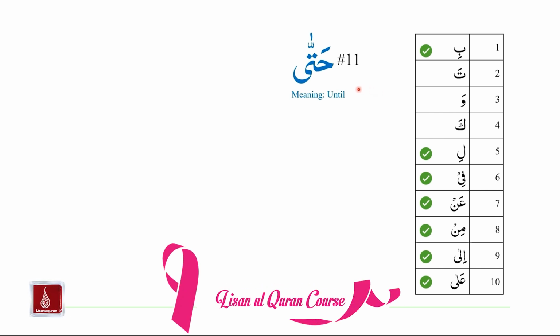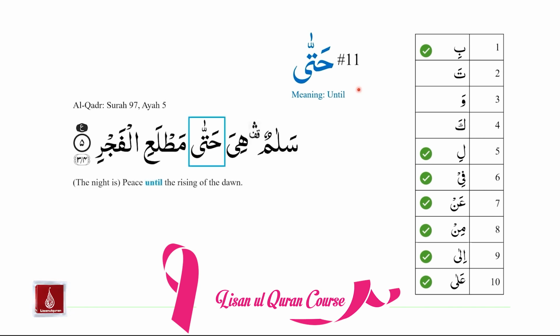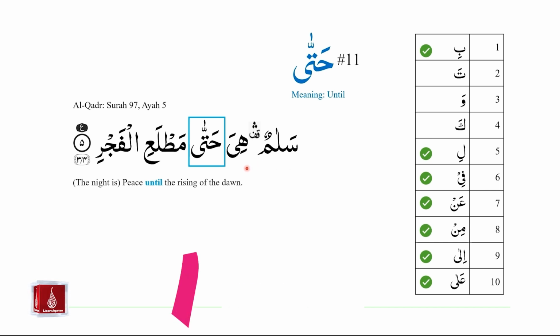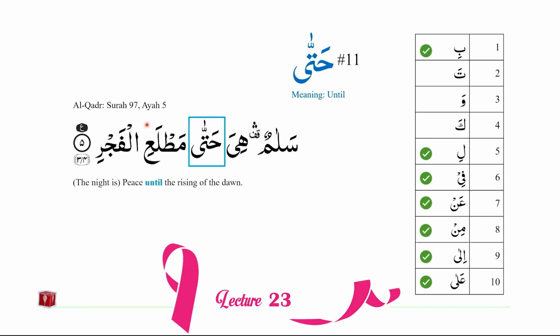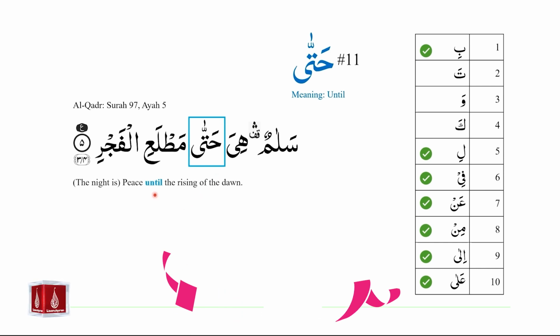The 11th and final harf-jar that we will be studying is hatta. Hatta means until. The example of hatta brings us back to the end of Surah Al-Qadr. In the last ayah, we see Salamun hiya hatta matla'il fajr. Hatta here is used for the meaning of until, and the ayah is translated as the night is peace until the rising of the dawn. This concludes our study of Huruf Jarr.